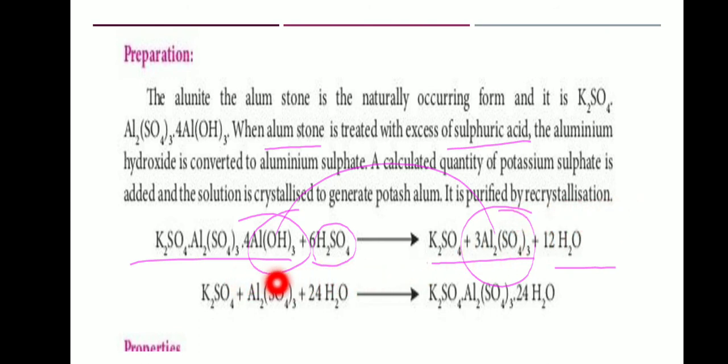K2SO4·Al2(SO4)3·24H2O: the calculated quantity of potassium sulfate is added and the solution is crystallized to form potassium alum. K2SO4·Al2(SO4)3·24H2O is called potassium alum.